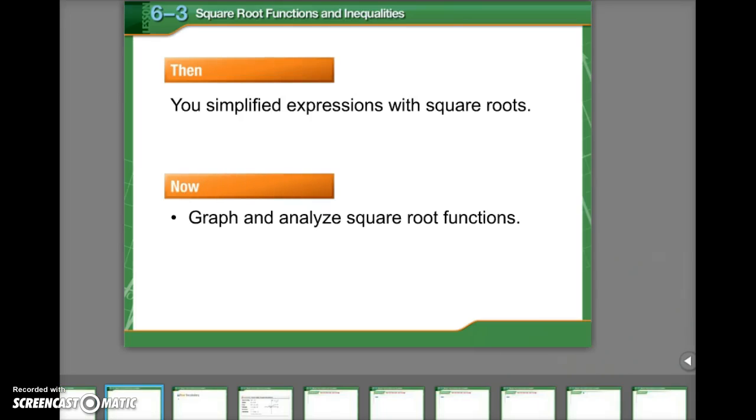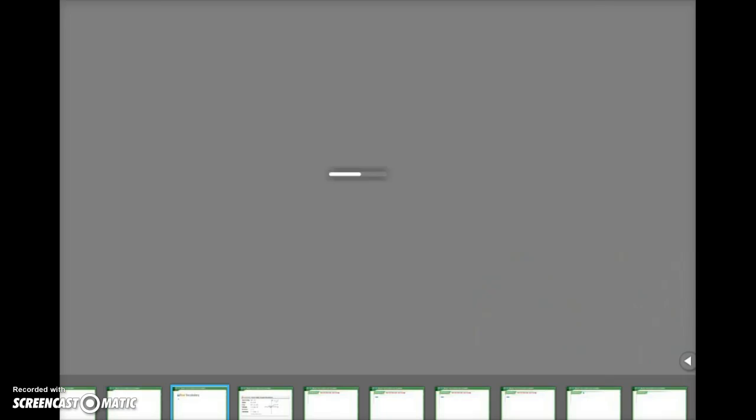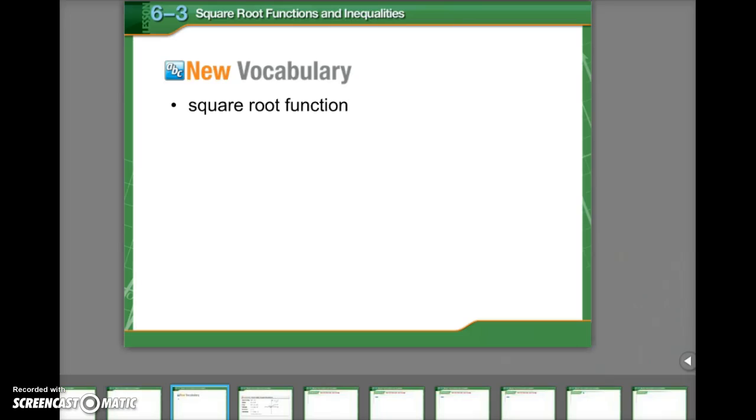So in the past, we've simplified expressions with square roots. We did that back in Chapter 4 earlier in this unit. What we're going to do in this lesson is graph and analyze square root functions and then graph square root inequalities. So your new vocabulary, we're going to be looking at a square root function and a radical function and a square root inequality.